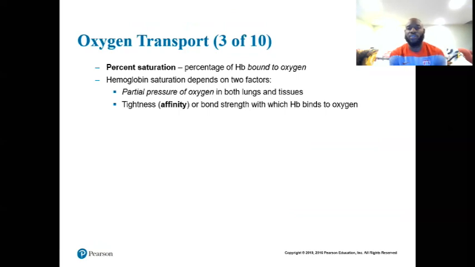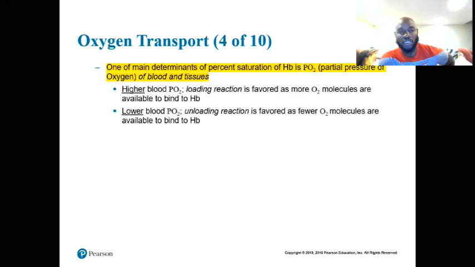Percent saturation is the percentage of hemoglobin bound to oxygen, right? So we want to understand this concept. Hemoglobin saturation depends on two factors: the partial pressure, remember, we talked about partial pressure when we talked about Henry's and Dalton's laws, partial pressure of oxygen in both lungs and tissues, and also the tightness, affinity, or bond strength with which hemoglobin binds to oxygen.